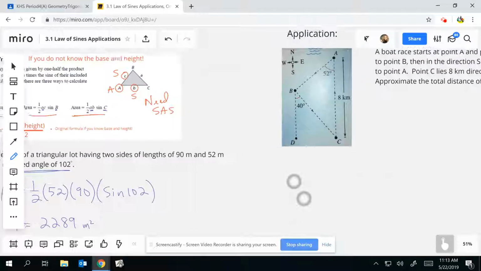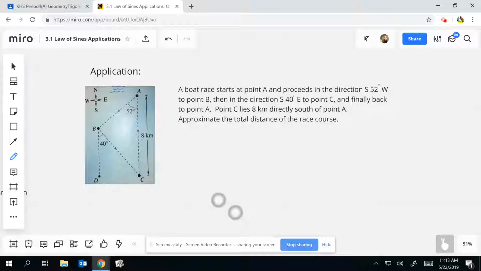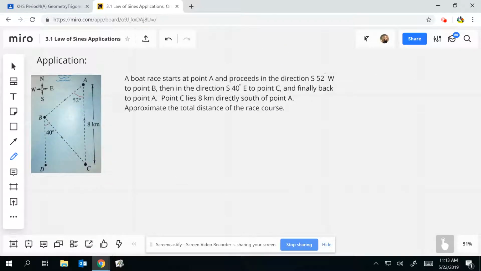All right, last one. Probably the most important because the test is full of word problems, full of application. Can you apply what we've learned?